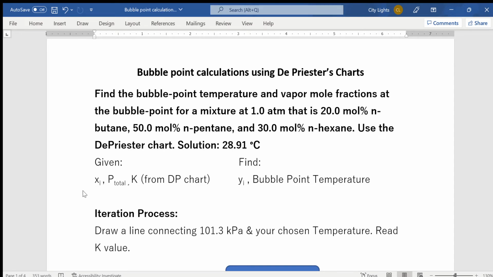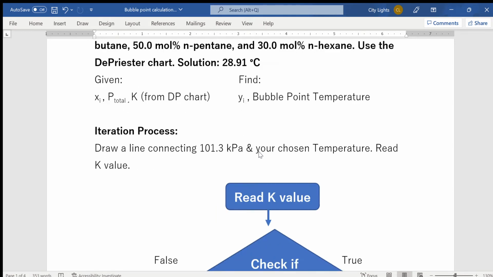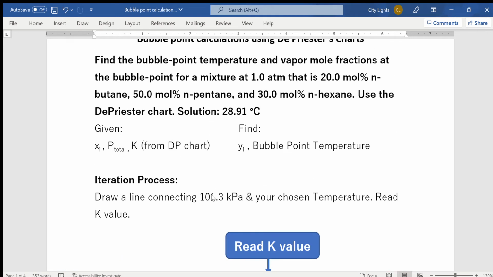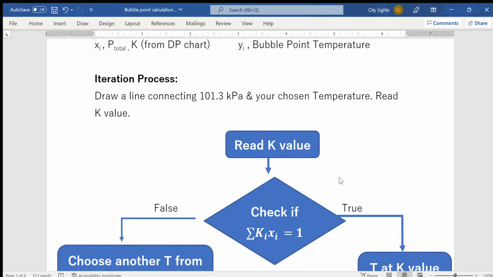So that's why I know these are Xi or liquid mole fractions, and what we need to find are vapor mole fractions or Yi, and we also need to find the bubble point temperature. So I'll teach you how to use the Priester's chart and how to do a system of iterations to get closer to the most precise bubble point. Okay, so moving on, we have to find the K values. We need our total pressure, which is given as 1 atmosphere or 101.3 kilopascal, and we need our temperature. We don't have our temperature, so we'll guess the temperature first, and then we'll do a number of iterations to reach the right temperature.